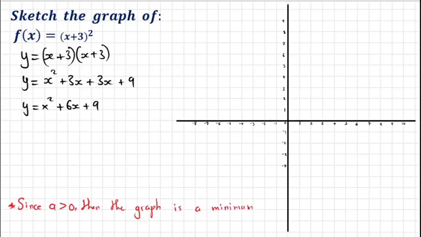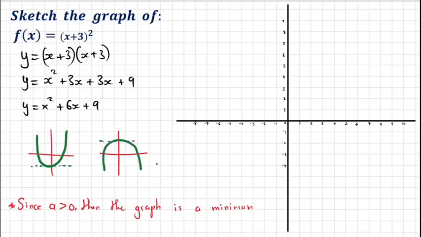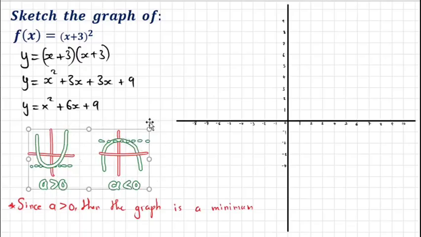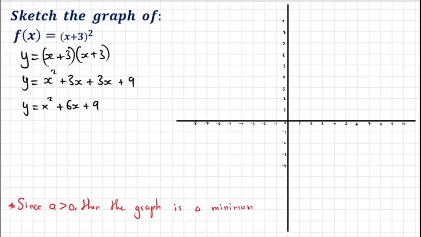Now, when we say minimum, this is what we mean. I'll show you how a minimum and a maximum look. A minimum graph will look like this, having a minimum point here, and a maximum graph will look like this, having a maximum point here. Because a is greater than 0, while here a is less than 0, we expect a minimum. So our graph will look something like this. This works mainly only for quadratic functions.